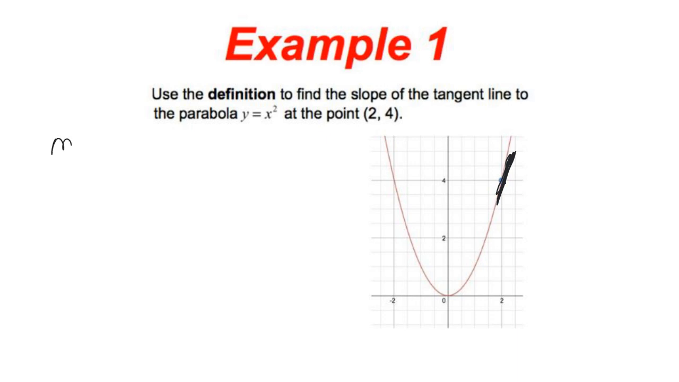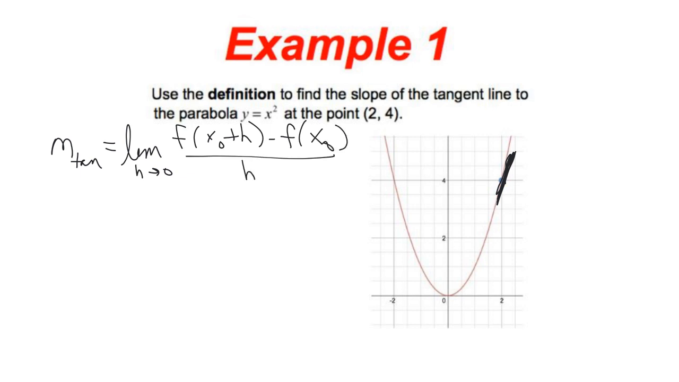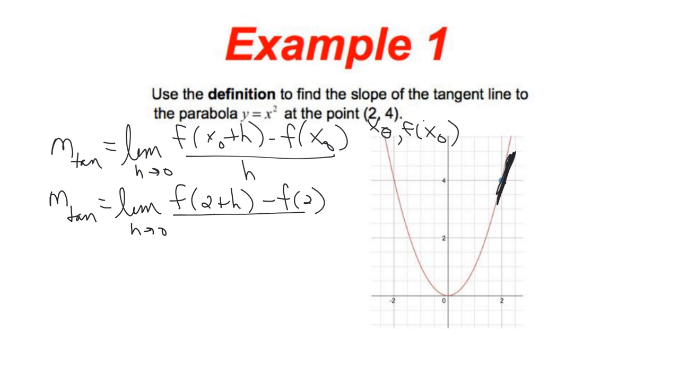So we're going to use slope of the tangent line is going to equal the limit as h approaches 0 of f of x sub 0 plus h minus f of x sub 0 over h. And we're going to call this first variable x sub 0, and we're going to call the 4 our f of x sub 0. So we have the slope of the tangent line is equal to the limit as h approaches 0 of f of 2 plus h minus f of 2 over h.